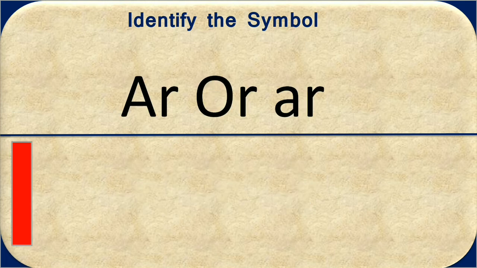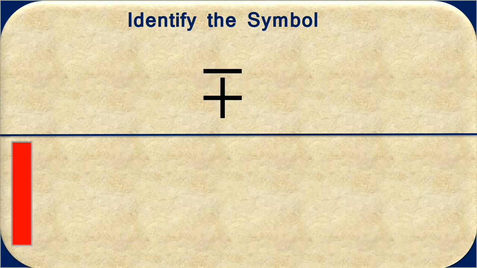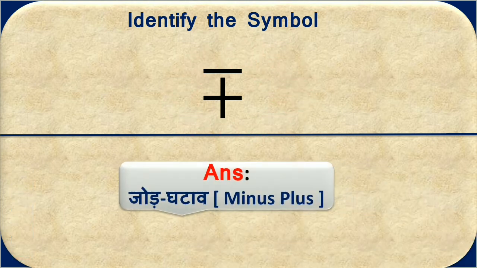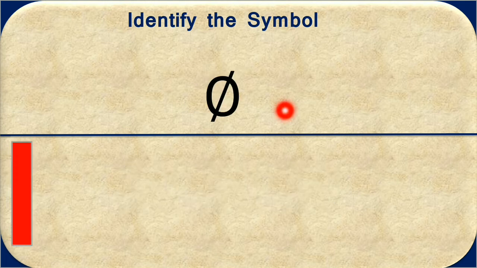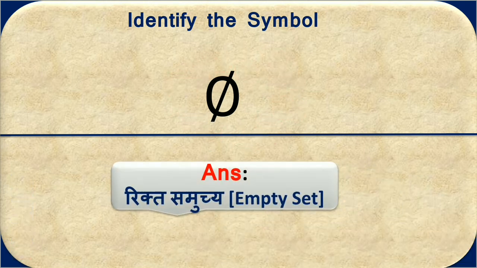Identify this symbol. This is AR. Stands for area यानी क्षेत्रफल. Identify this symbol. This symbol is of... This is minus plus जोड़ घटाव. This stands for... Identify the symbol quickly, please. This symbol is of empty set. In Hindi, we call it as rikt samuchya.